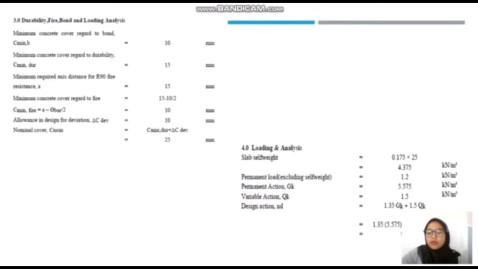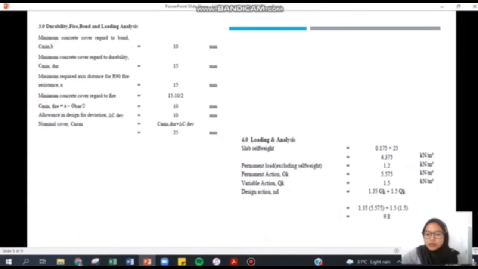And then variable action Qk is 1.5, and design action nd, this uses the formula 1.35 Gk plus 1.5 Qk. So design action is 1.35 Gk plus 1.5 Qk, and then 1.35 multiplied with 5.575 plus 1.5 multiplied with 1.5, and we get 9.8 for design action.